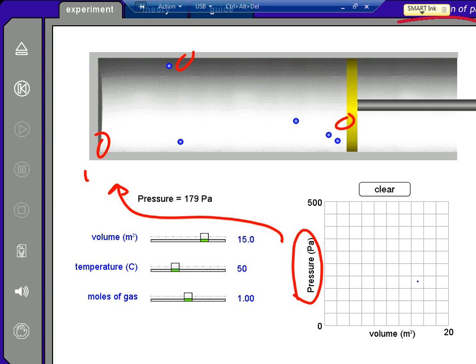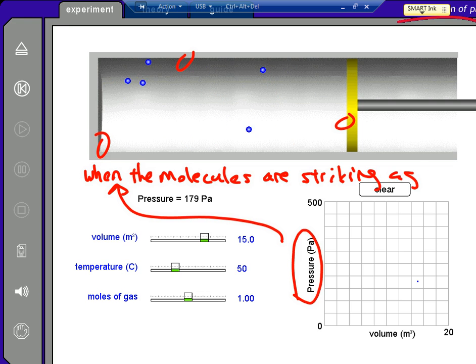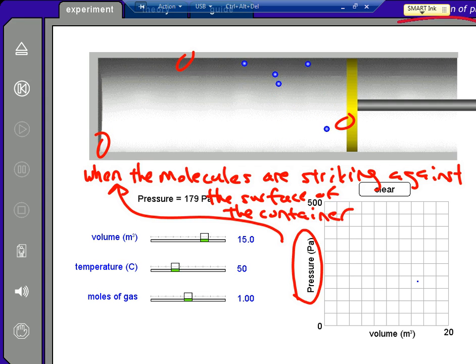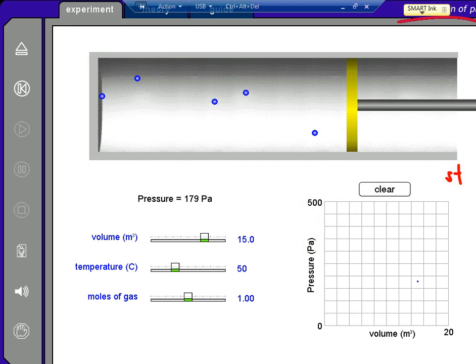So pressure is when the molecules are striking against the surface of the container. Okay, so every time it strikes, a little bit of pressure is exerted. Of course, there's a lot of molecules striking a lot of times, but right now, our representation is of just a few molecules.